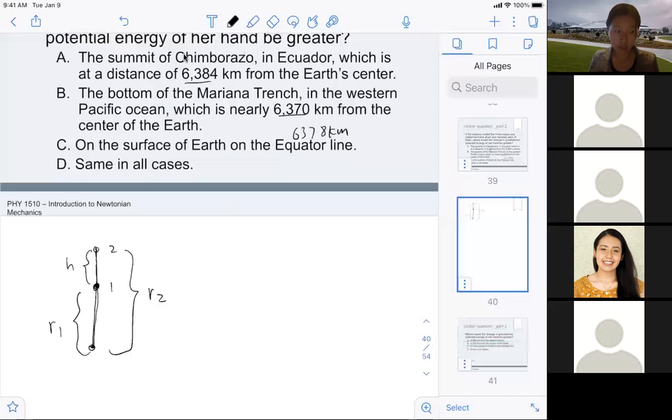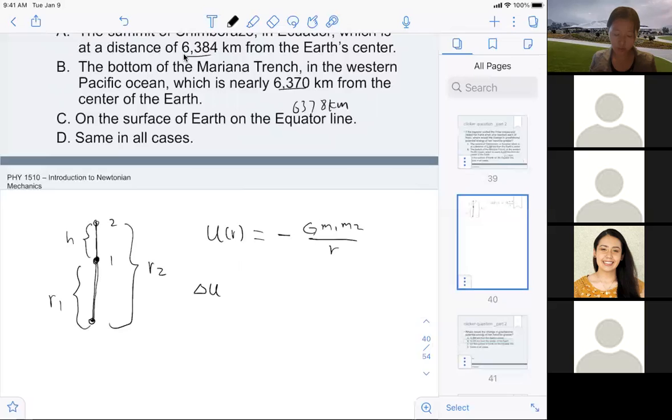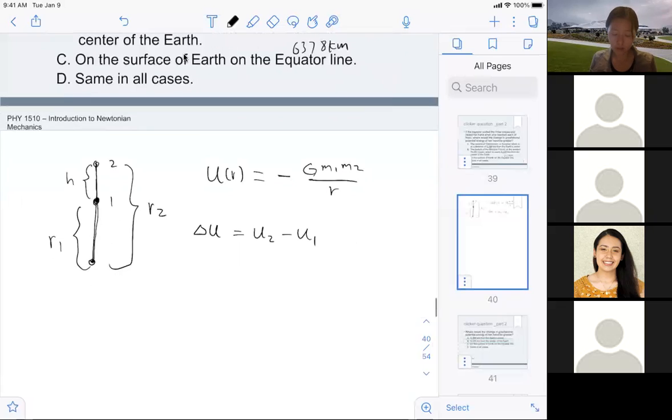And we are given the formula for potential energy. As we said, to be more accurate, the potential energy now is a function with respect to your distance r. There's a negative sign, so we're going to use this more accurate definition. The change in potential energy between 1 and 2 is potential energy 2 minus potential energy 1. There's always the later point minus the earlier point that describes the change. So that is negative G m1 m2 over r2 minus negative G m1 m2 over r1.